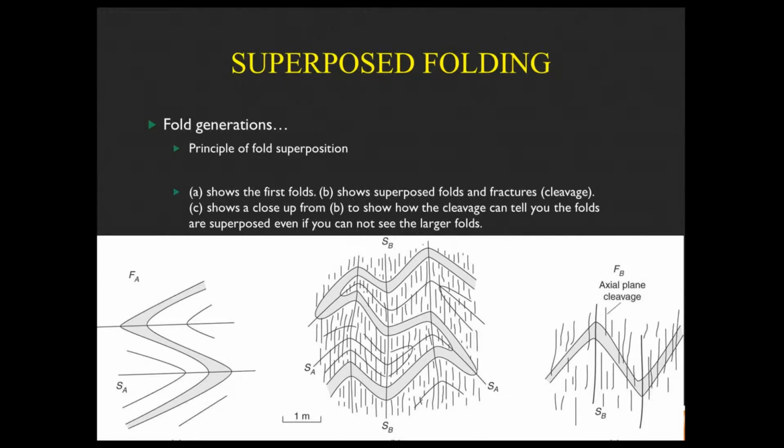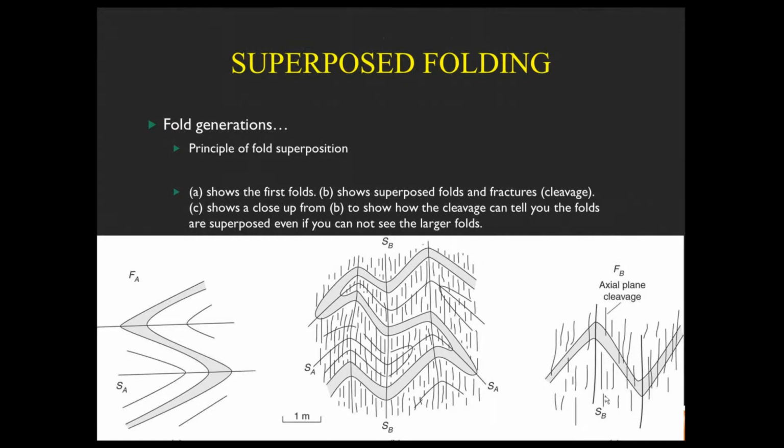It's easy to slip and say superimposed because we're putting one on top of another, but the term is superposed, based on this principle of superposition on top of one another. So if we look from the left to the right, we see our first set of folds. These are recumbent chevron folds. And then we see in B some superposed folds. And we can see some fractures, some cleavage fractures that occurred because of that superposed folding.